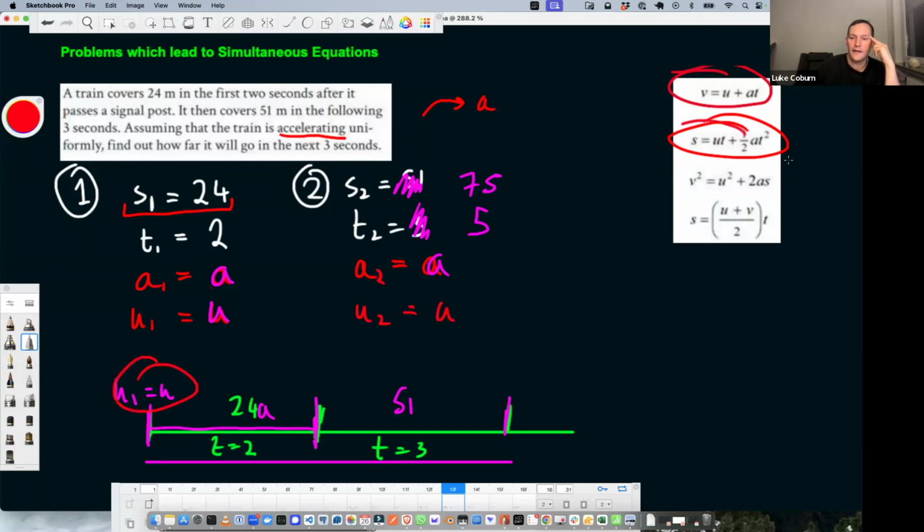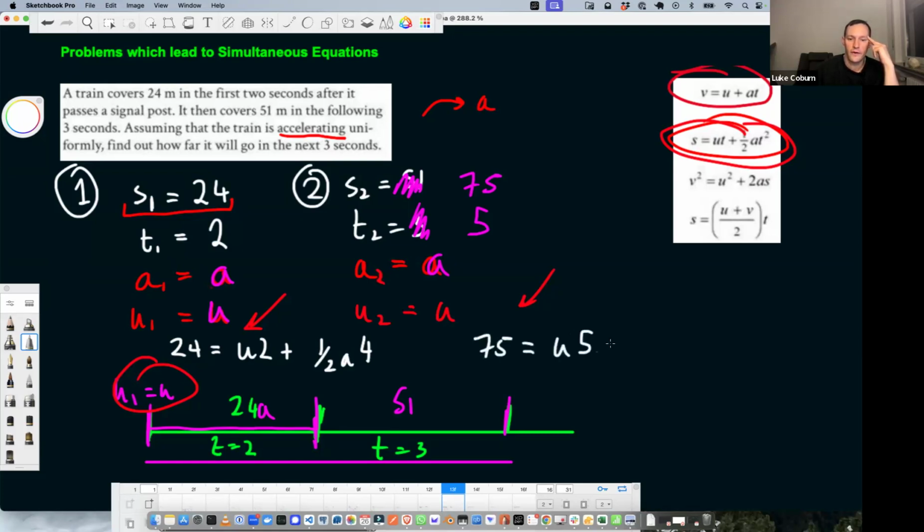And now what I'm going to do is take that equation, apply it here, and take the same equation and apply it here, okay? So this first one becomes S, which is 24, is equal to UT, so that's U times 2, plus a half A times T squared, times 4. And then the second one is 75 is equal to U times 5 plus a half A times 5 squared, which is 25.